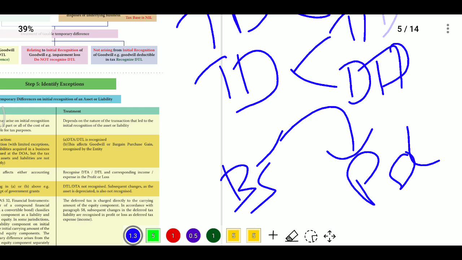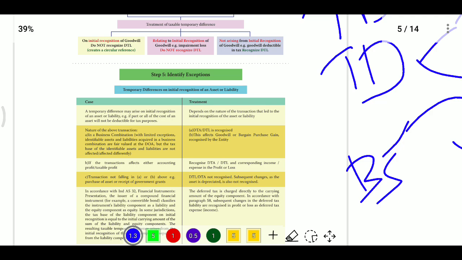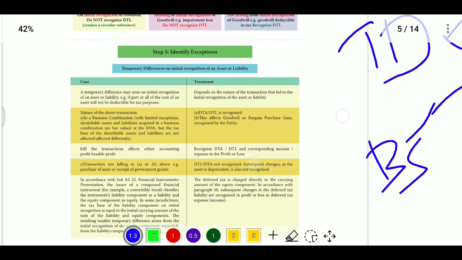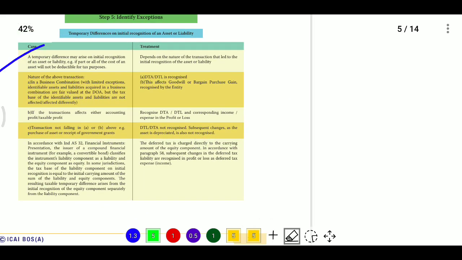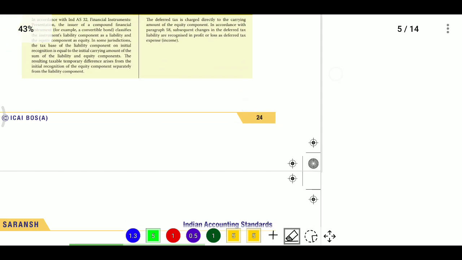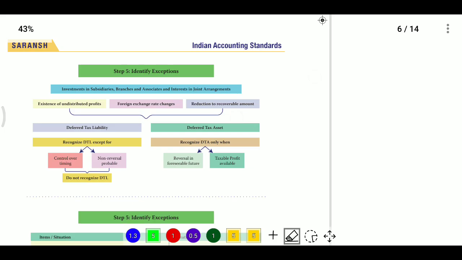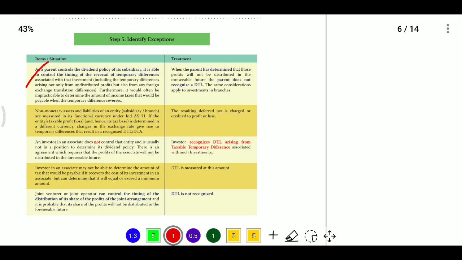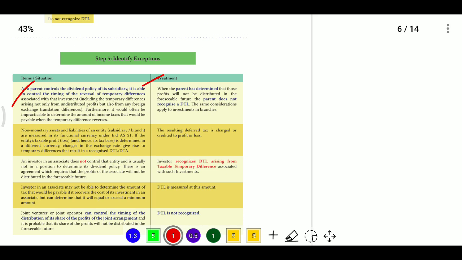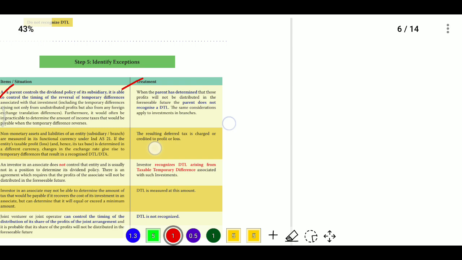Now if required, we need to pass the general entries. In some cases, different cases will be taken, and we need to see how we can recognize the amount for the different cases. For example, we will take the case by case. So if you have cases like transactions, we have some situations and some treatments.